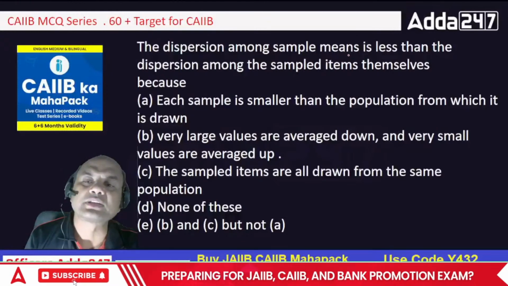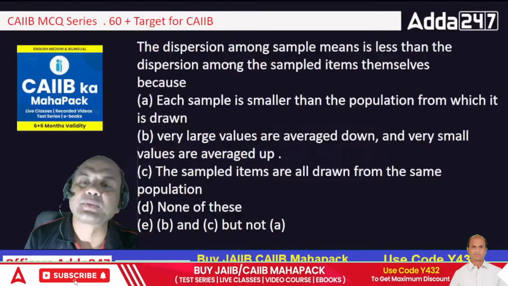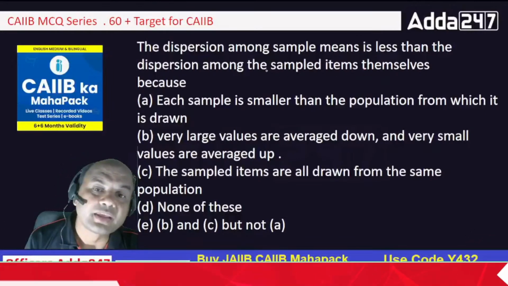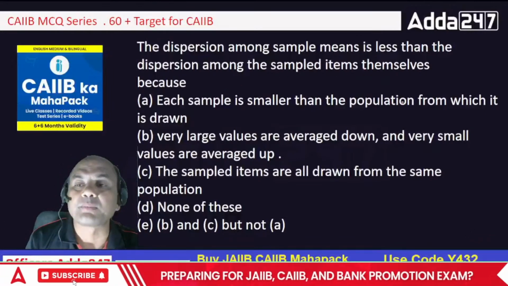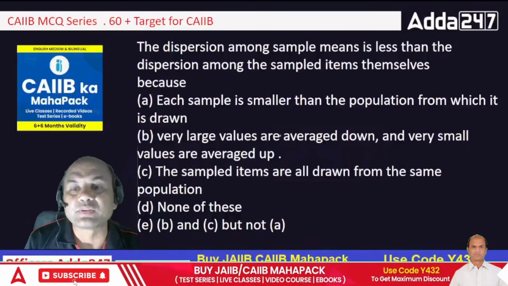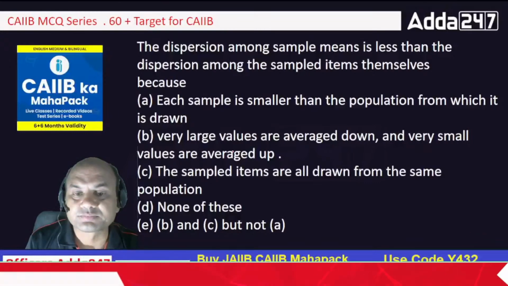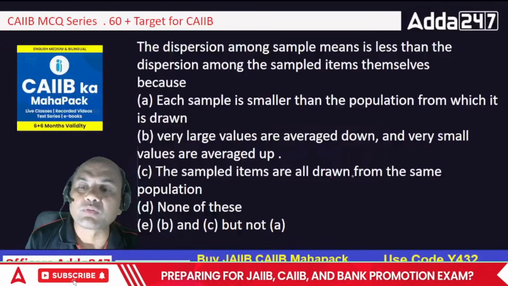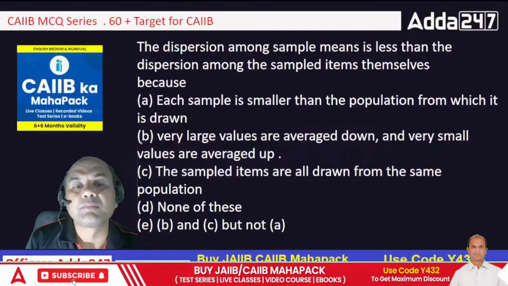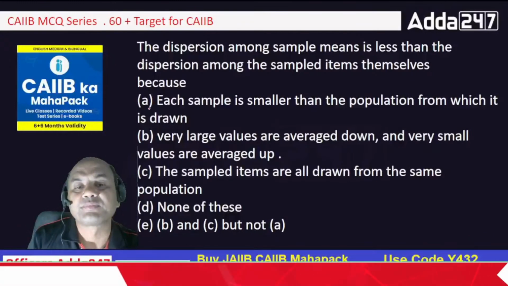The dispersion among the sample means is less than the dispersion among the sampled items themselves. Why? Each sample is smaller than the population from which it is drawn. A: Very large values are averaged down and very small values are averaged up. B: The sampled items are drawn from the same population. C: None of these. D: B and C but not A.